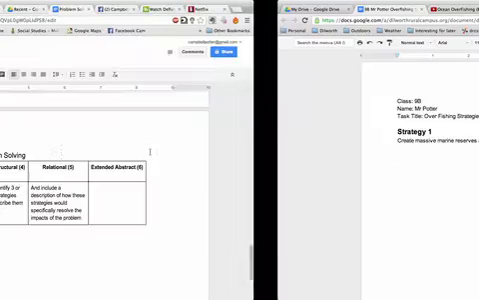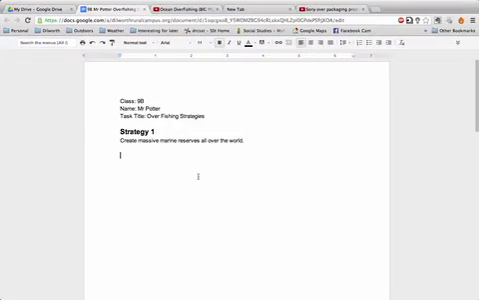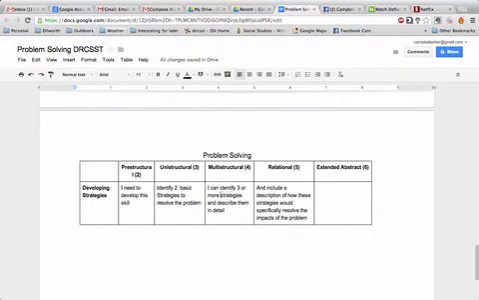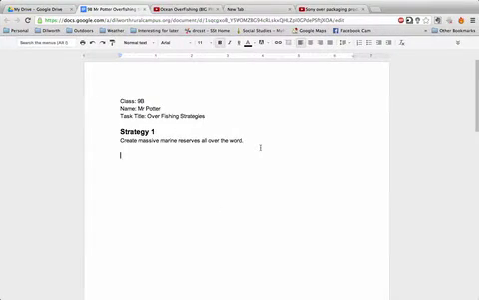Now, if we just skip back to the problem solving rubric, that's a basic strategy. Okay, that's it. I haven't provided any detail, it's just a real basic idea. So that's only one. So if I had 2 of those, I'd be at unistructural. So I create massive marine reserves all over the world. To get to the next level, I need to describe them in detail. So let's have a look at what describing this might look like.